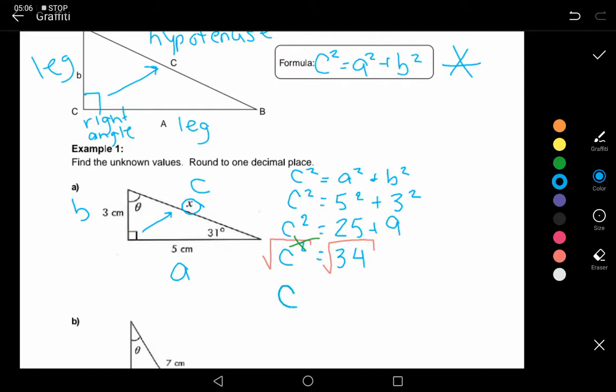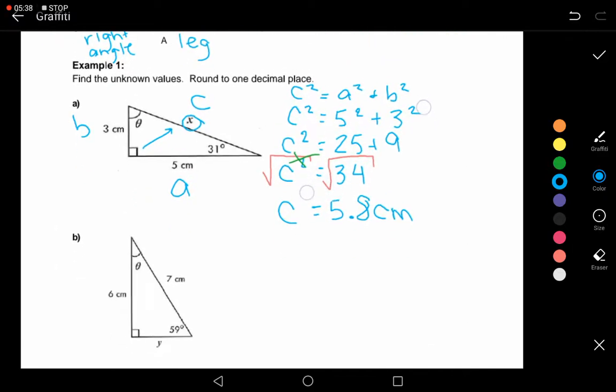So now I have c equals the square root of 34. I'm definitely going to need my calculator for that because it doesn't give me a nice number, but I type that in, and I get an answer of 5.8. Okay, 5.8 what? Centimeters, right? That's going to be very important to include. 5.8 centimeters. All right, and now we know the side length of side C.